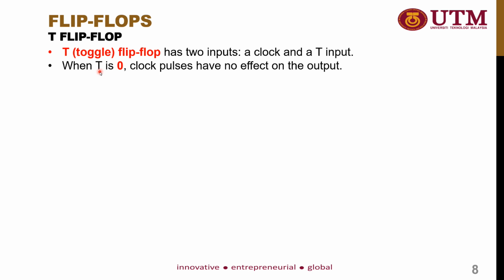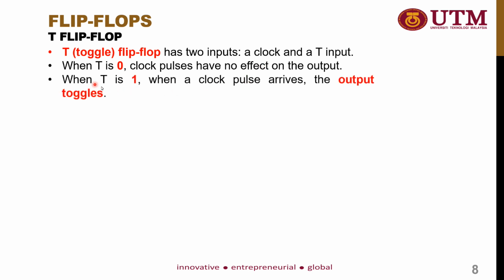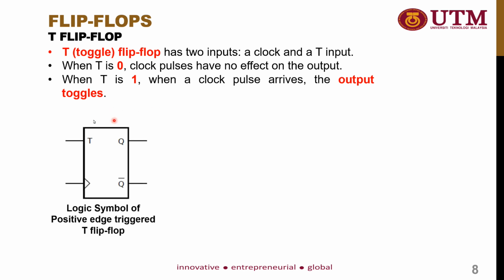Okay, so when T is set to 0, clock pulses have no effect on the output. But when T is 1, when a clock pulse arrives, the output will toggle. So this is the logic symbol of the positive edge triggered T flip-flop. It has a total of two inputs, which are toggle and clock, and two outputs, which are Q and Q bar.